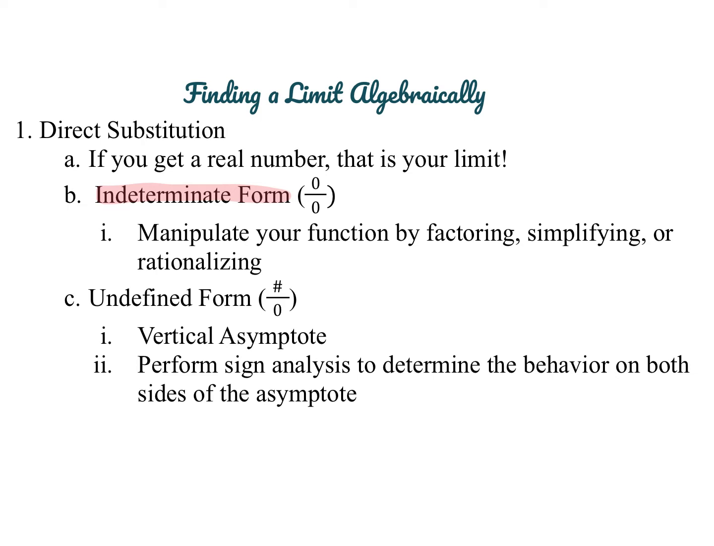Another thing that we might see is what's called the undefined form. So if we have a number over 0 that's undefined at that value, which means we will have a vertical asymptote. So from here, we're going to need to perform some sign analysis to determine the behavior on either side of our asymptote, and that will allow us to determine if the limit exists, if the behavior matches, or maybe if the limit does not exist, if the behavior does not match. So these are really the three cases that we'll be working with today.